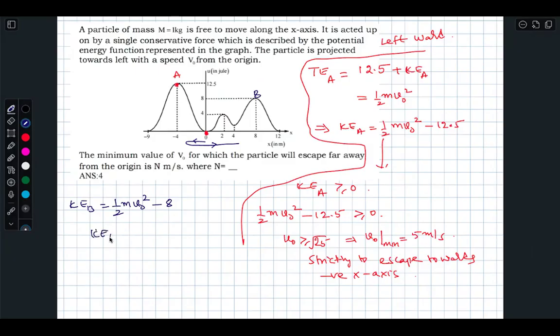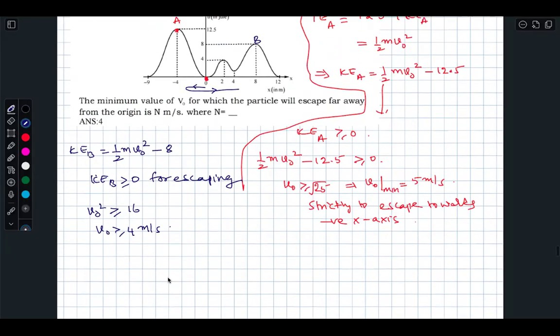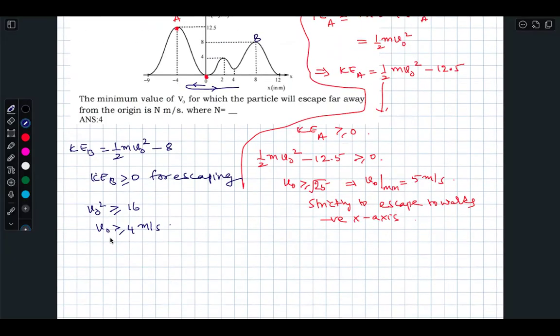So KEB greater than 0 for escaping. So therefore, V naught square greater than or equal to 16. V naught greater than or equal to 4 meter per second. If the question is just to escape, 4 is okay. If the question is to escape strictly in the left hand side, 5 is the answer. So strictly to escape towards negative x-axis, you require 5 meters per second.